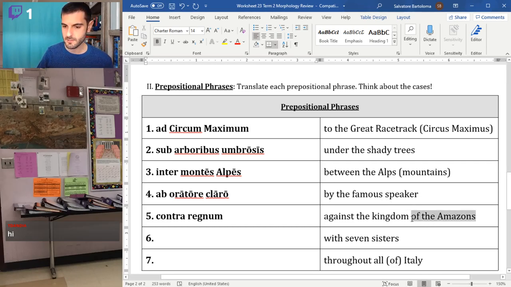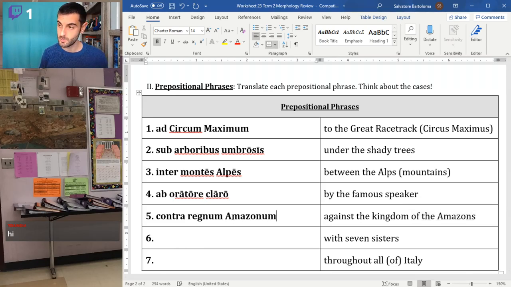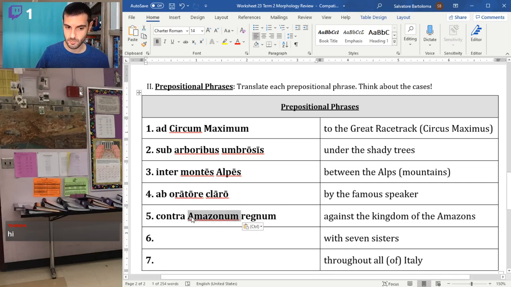Of the Amazons is going to be genitive, right? Because it's their kingdom, the kingdom of the Amazons. So we could do Amazonum, genitive plural, right? Because it's a third declension. Contra regnum Amazonum, or contra Amazonum regnum. The order there could go either way. I kind of like the genitive in the middle. It looks like it's accusative because it's got that but it's not. Regnum is accusative. This one is genitive plural. And I think it's a long Amazonum.